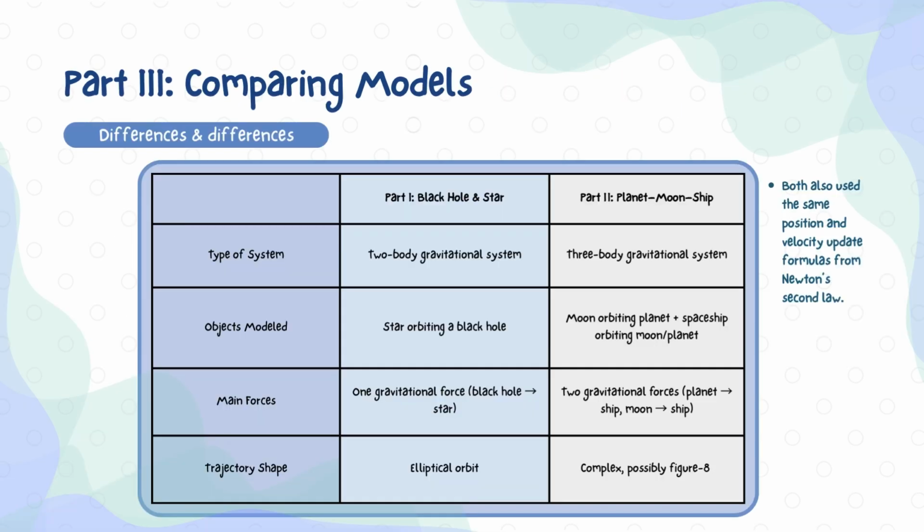There are a few similarities between both simulations. Both use Newton's law of gravitation and Newton's second law to predict motion, and both rely on vector forces that depend on distance and mass. However, they're also quite different. In part 1, the black hole star system is mostly a two-body problem, which is simple, and in part 2, adding the moon and spaceship makes it a three-body system, which becomes a lot more complex. The spaceship's motion depends heavily on its initial velocity, and even small changes can cause it to crash or escape.